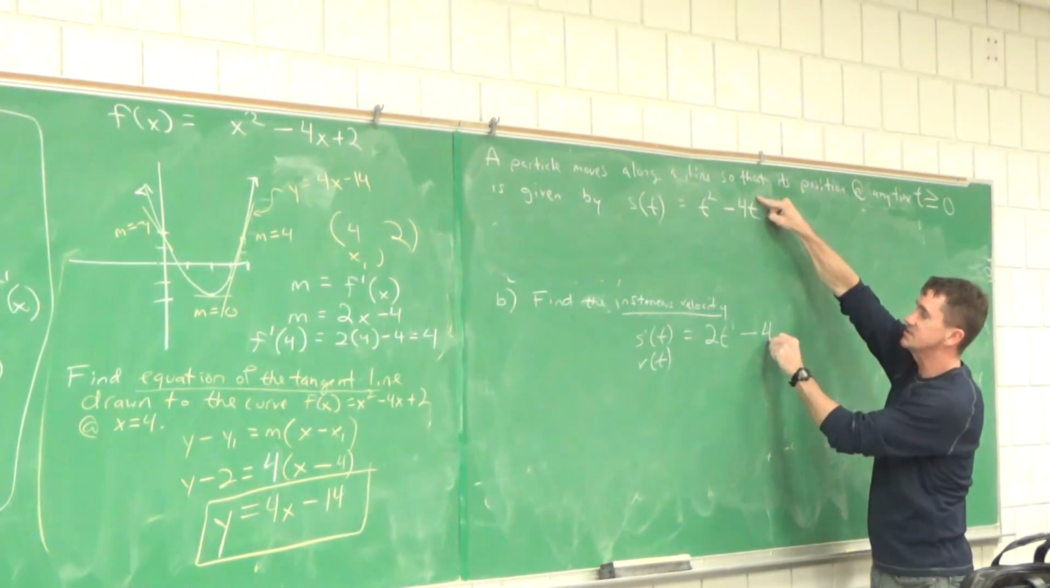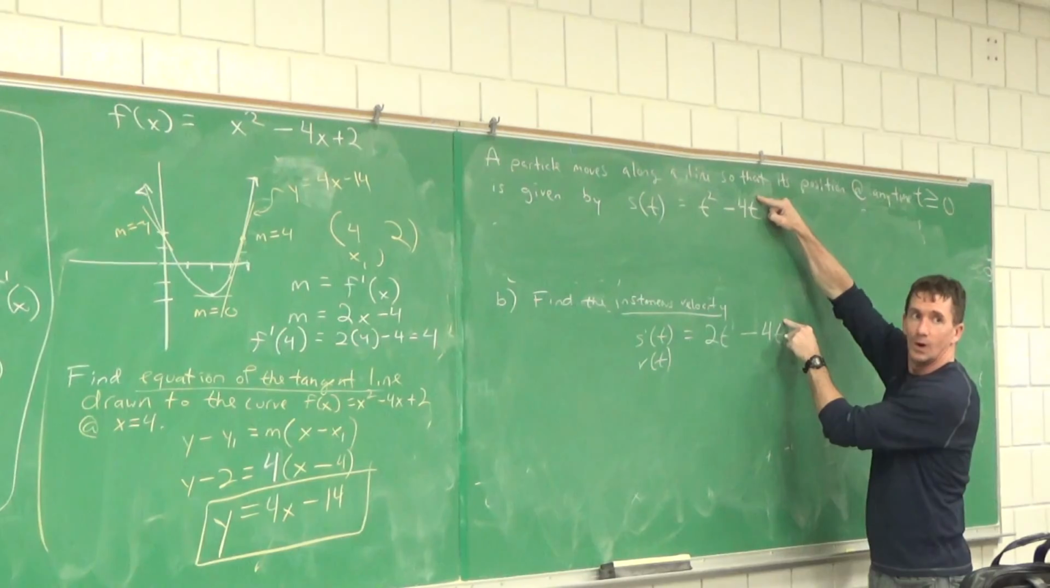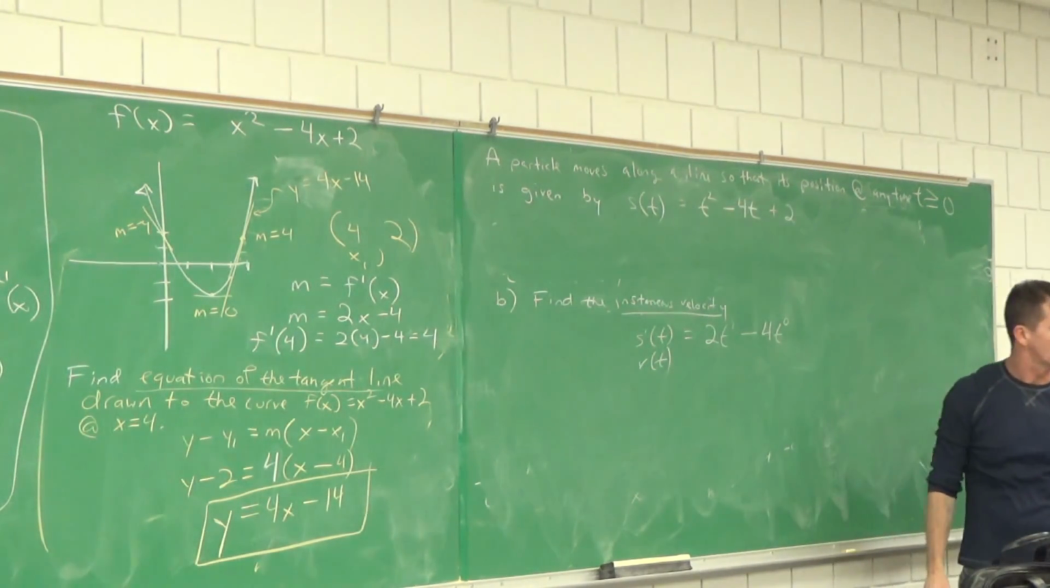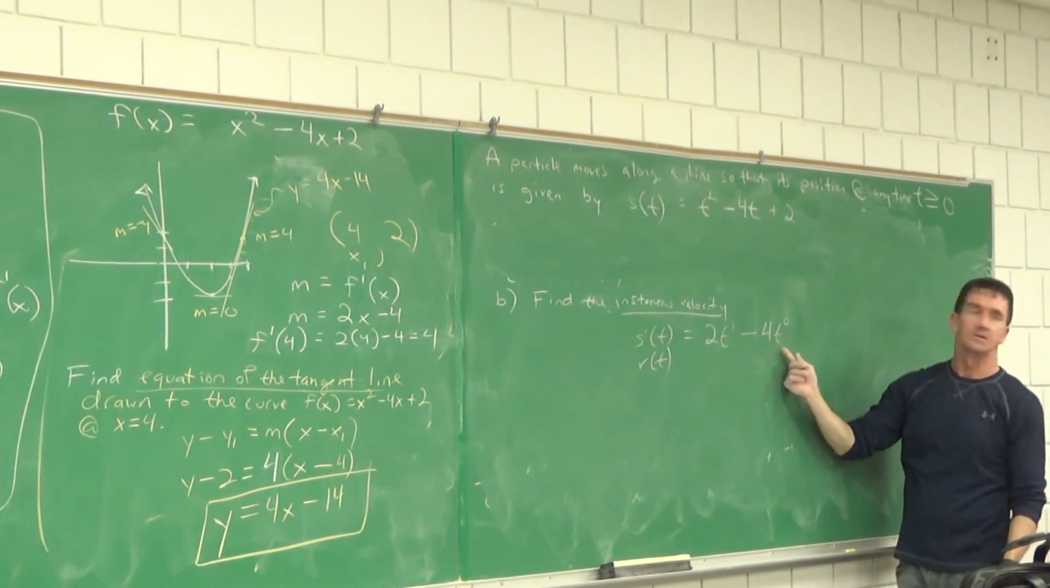Now I need you to decrease this power by what? 1. What's 1 minus 1? 0. By the way, what is t to a 0 power? 1. Oh, so that goes away.